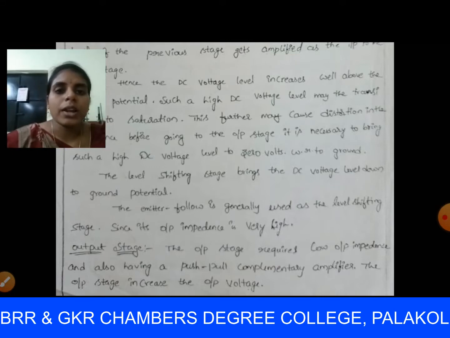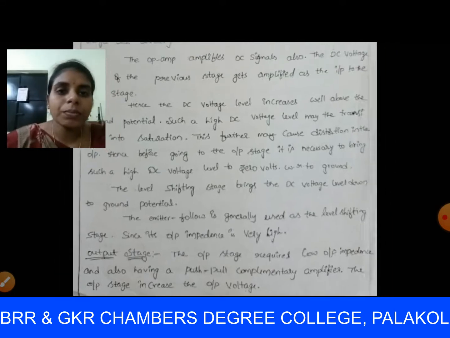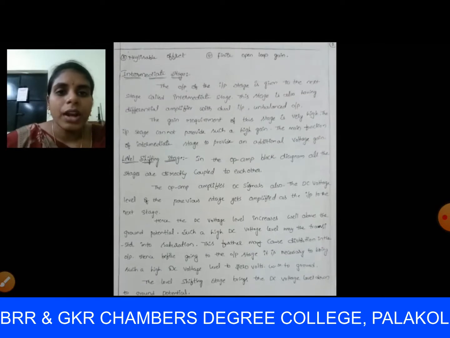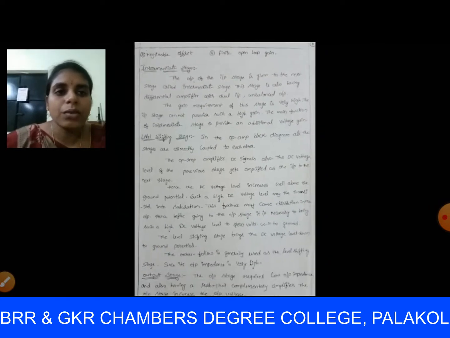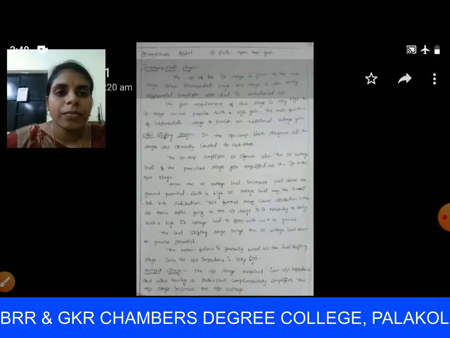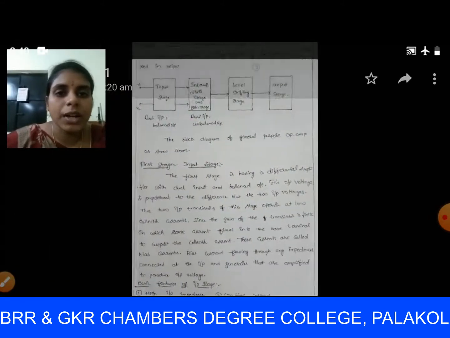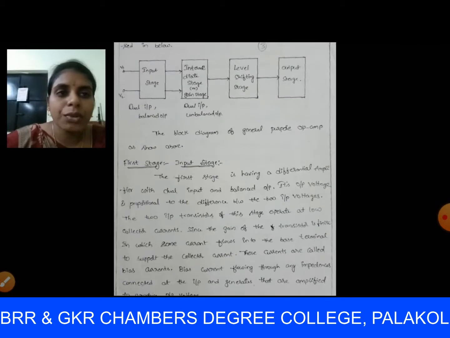This is about the basic block diagram of an op amp having 4 stages. First one is the input stage, second one is the intermediate stage, third one is the level shifting stage, and fourth one is the output stage. The input stage produces finite gain and the intermediate stage produces high gain, and the level shifting stage is used for reducing the high voltage to ground potential, and the output stage produces the maximum amplified output voltage at the output terminal. This is about the block diagram of an operational amplifier.